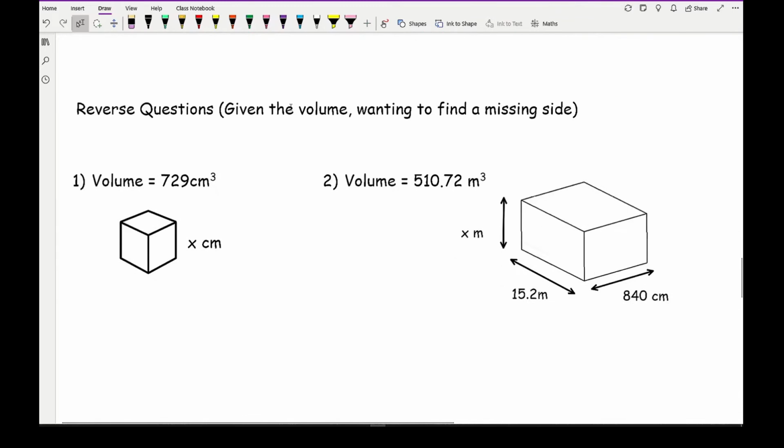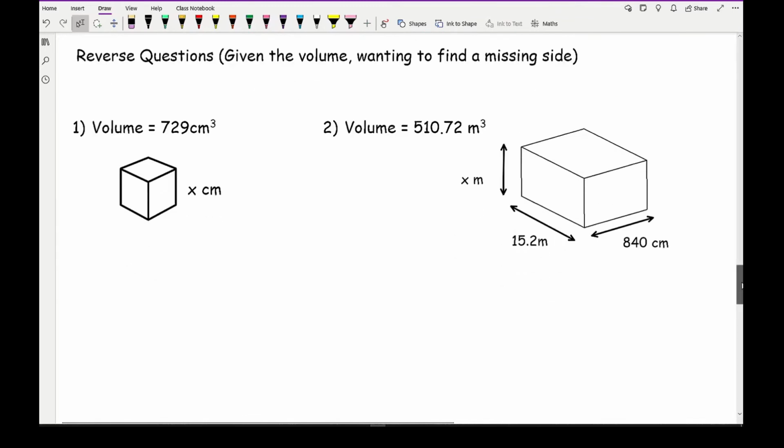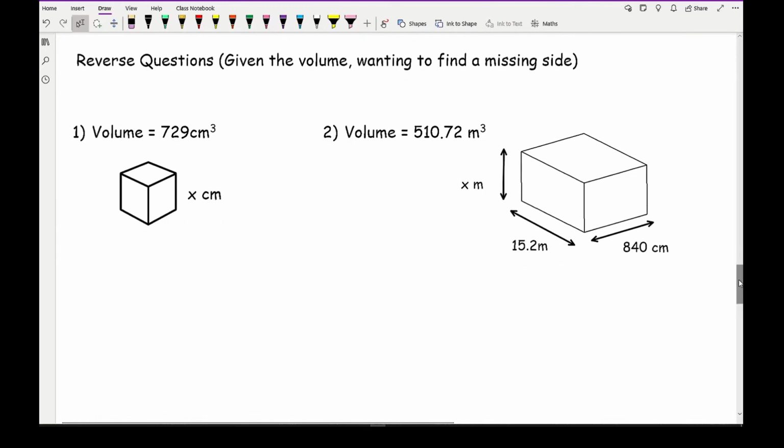So now let's have a look at what we call a reverse question. In a reverse question, we're given the volume and we need to work out what the missing side is going to be. Now, earlier in the video, I gave you a particular formula for you to use, which is not a problem. But again, it's an additional formula for you to remember. So ideally, you just know the process of working this out.